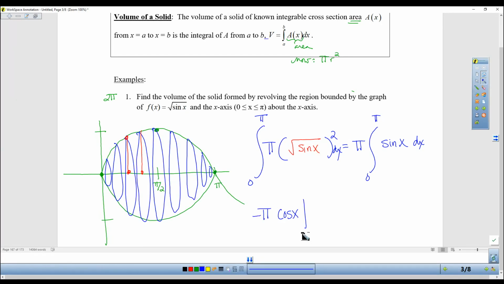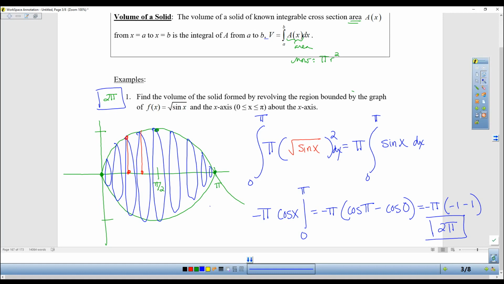Negative pi from 0 to pi is negative pi times cosine of pi minus cosine of 0. This is one where, when you plug in a 0, it does give you an answer. Cosine of pi is negative 1, and cosine of 0 is 1. So negative 1 minus 1 is negative 2, but then there's a negative there, so positive 2 pi. And that's my answer.